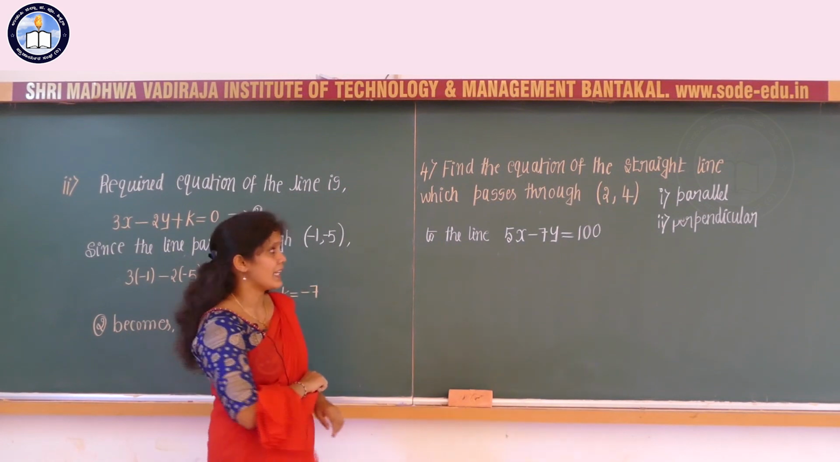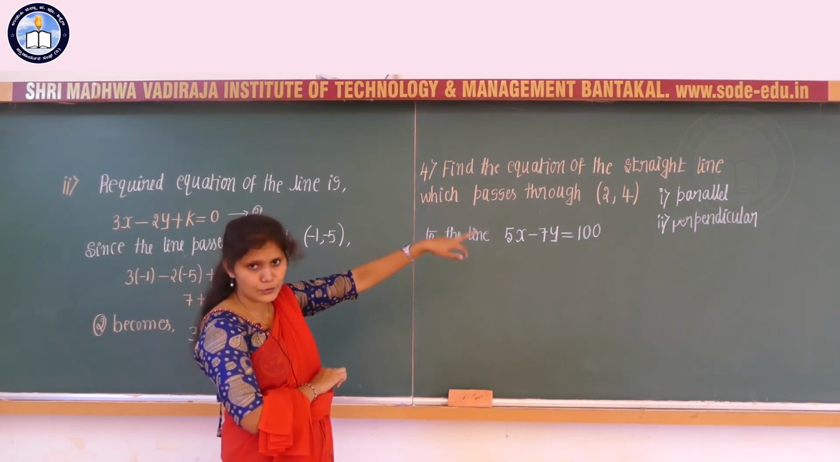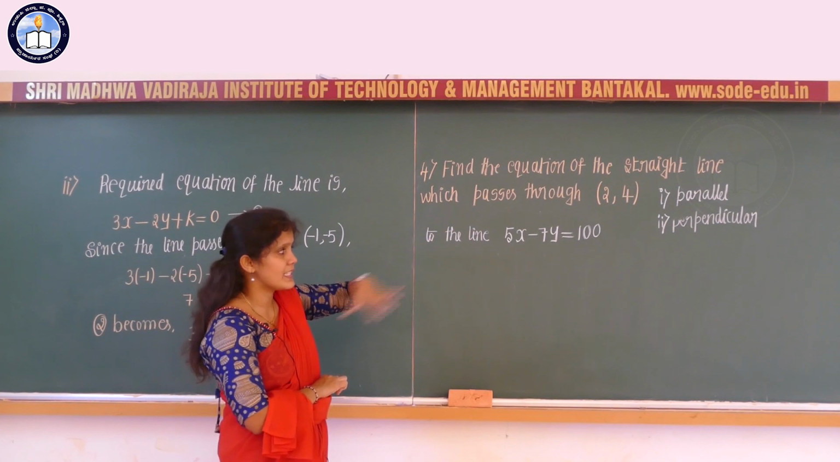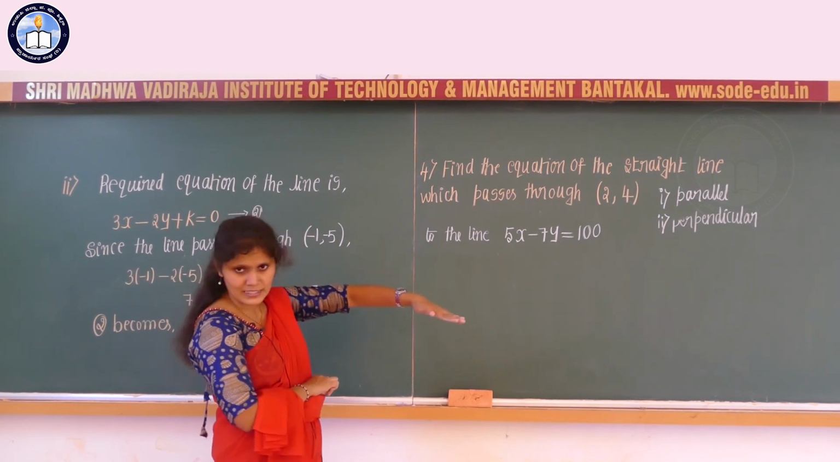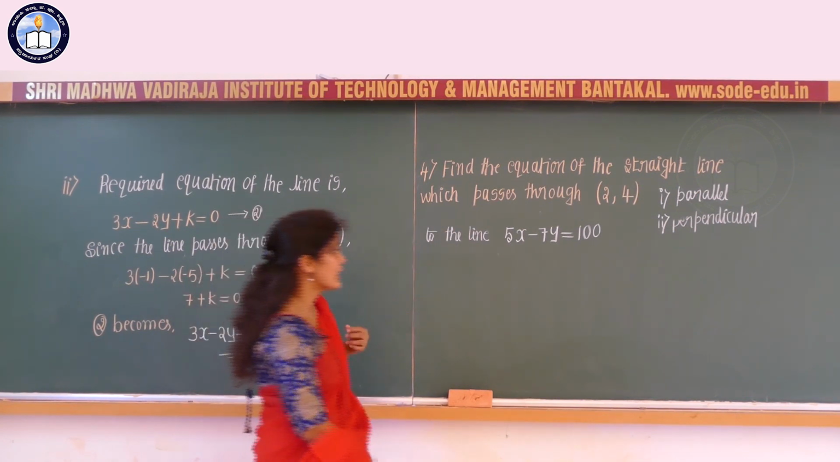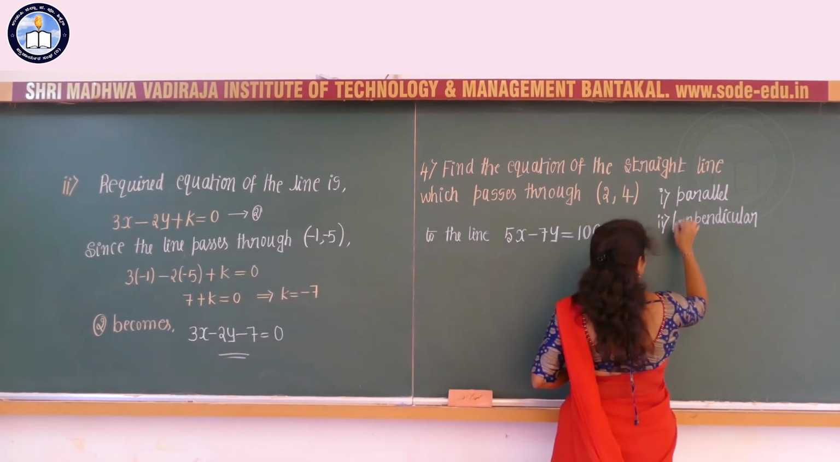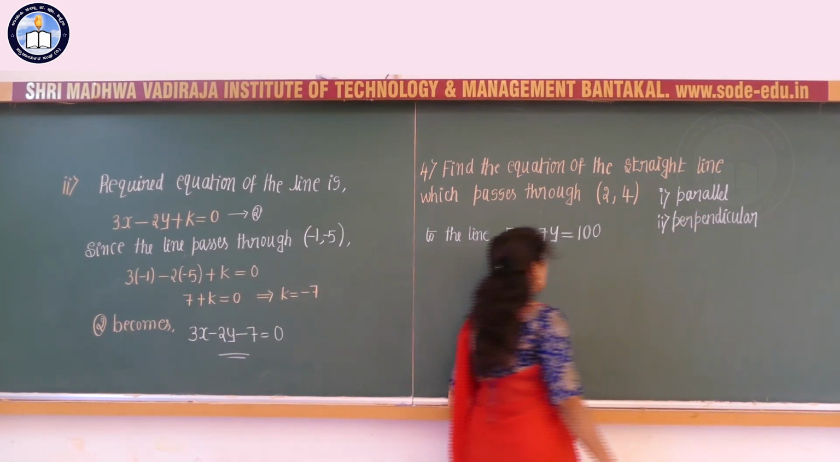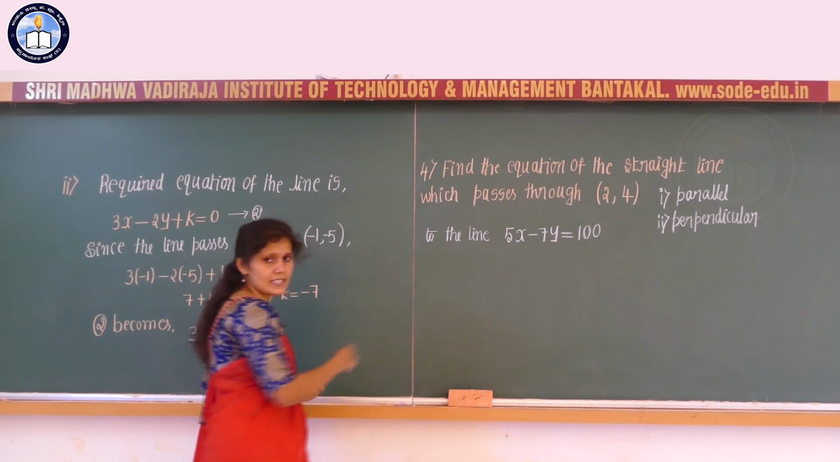Find the equation of the line which passes through the point (2, 4), x value 2, y is equal to 4. First consider the parallel case, then consider the perpendicular case, and the given equation of the line is 5x minus 7y is equal to 100.